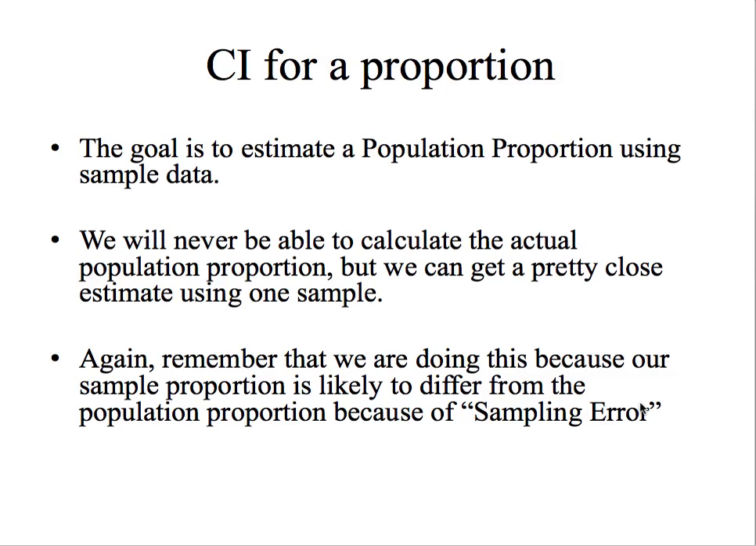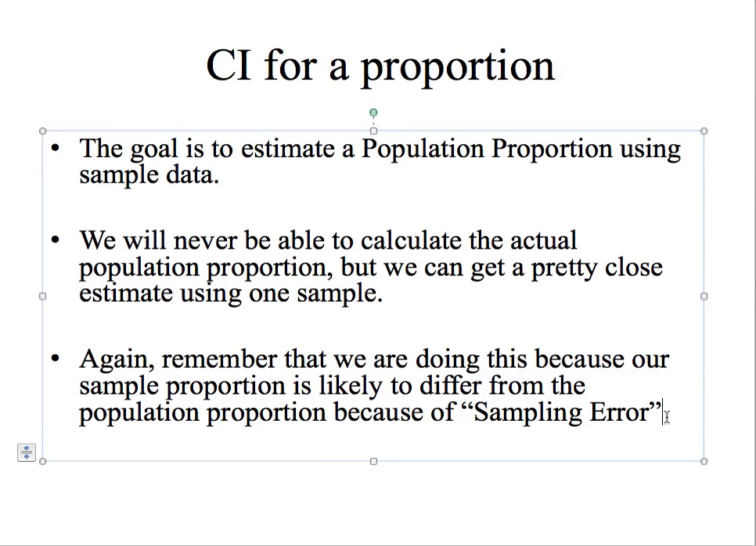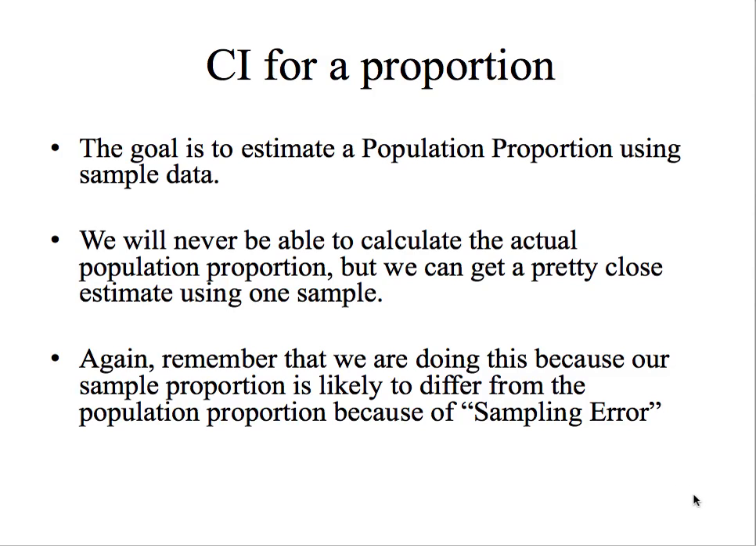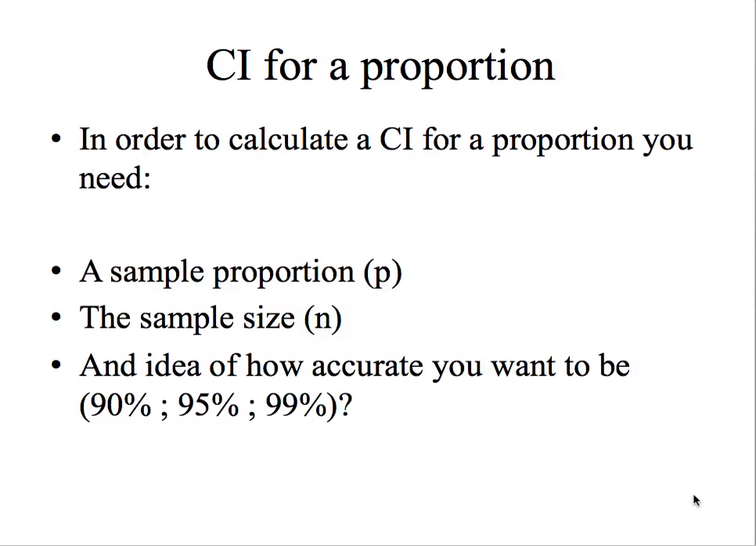And again, we do confidence intervals because we want to deal with the problem of sampling error. Right? Our sample is likely to differ from the population proportion because of sampling error, and we do confidence intervals to deal with this sampling error and still be accurate when we talk about the population parameter.